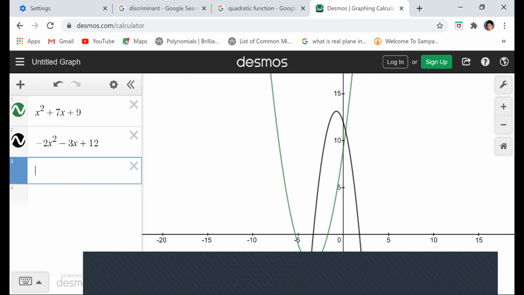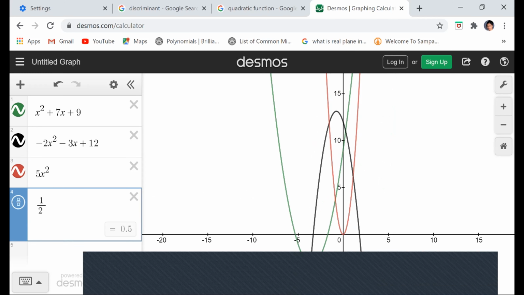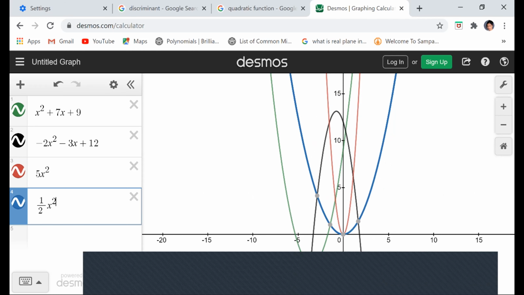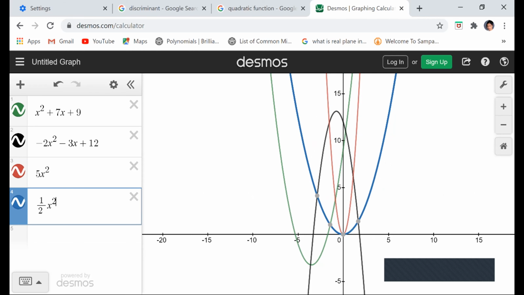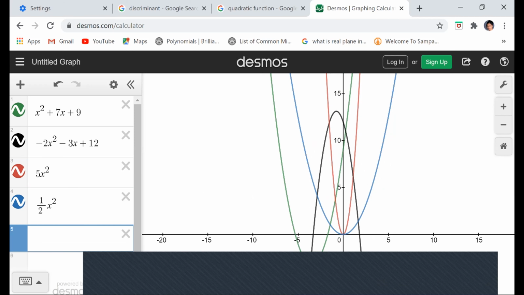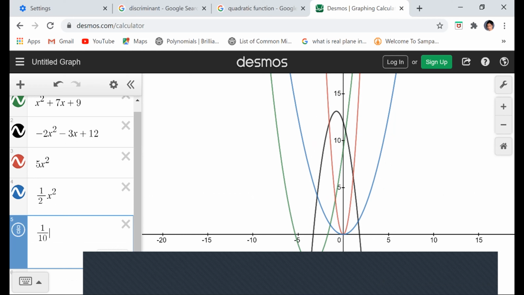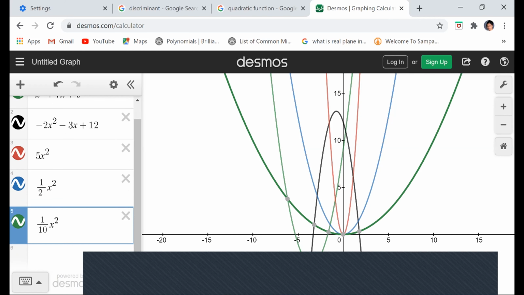Let me draw something with just an x squared term. It's half x squared. There's my x squared. Now notice certain things. Because of the half, your parabola is a little fatter. Let us put an even smaller number there, 1/10 x squared. That's very fat.